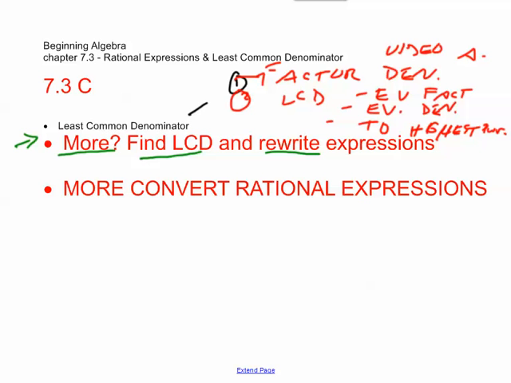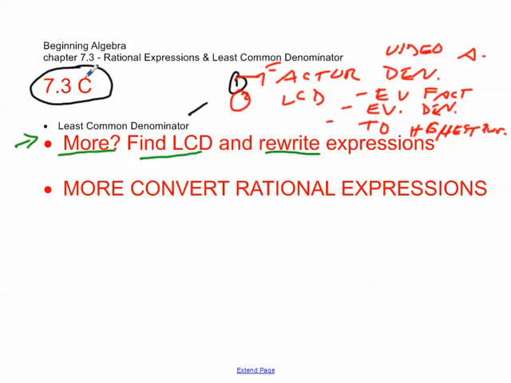Alright, so here we are in 7.3c. So this is video 7.3c, probably our last video for 7.3. Chapter 7 is rational expressions. 7.3 talks about converting to a lowest common denominator, so that in 7.4 we can talk about adding and subtracting.